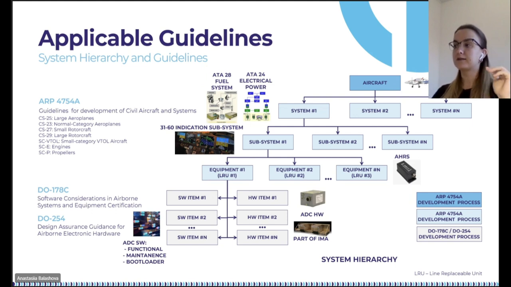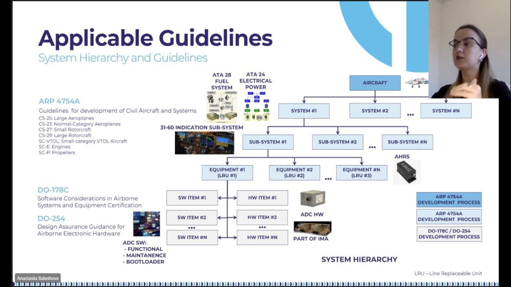So the aircraft, system, subsystem, equipment level is subject to ARP4754A, software to DO-178C, hardware to DO-254. The ARP4754A, which we will talk about today, is a document which was developed in the context of the CS-25, which is large aircraft. However, it's also applicable for the CS-23, 27, 29, VTOL, engines and propellers.